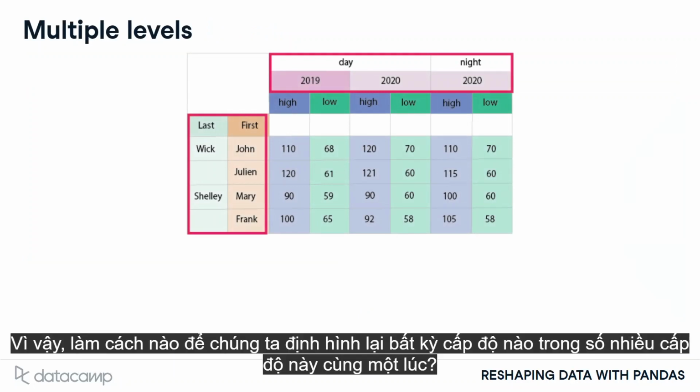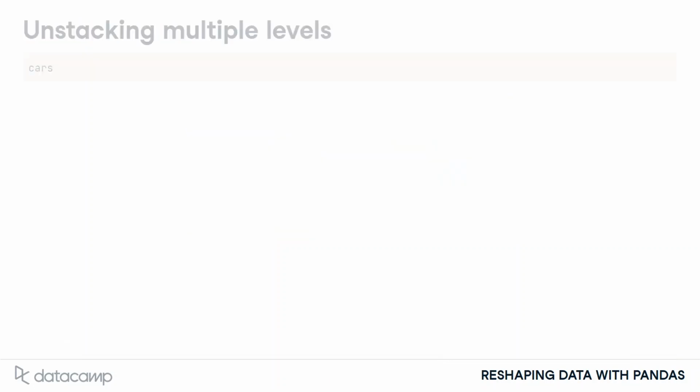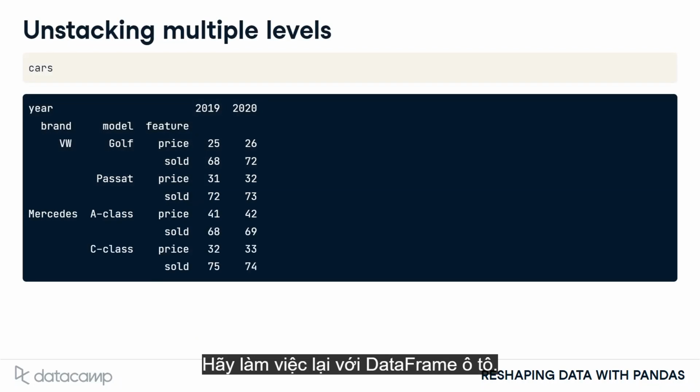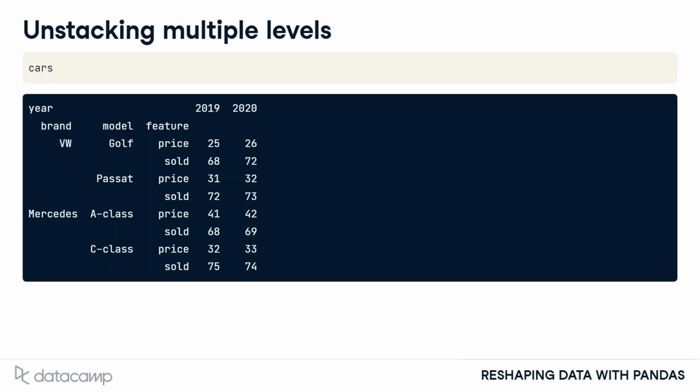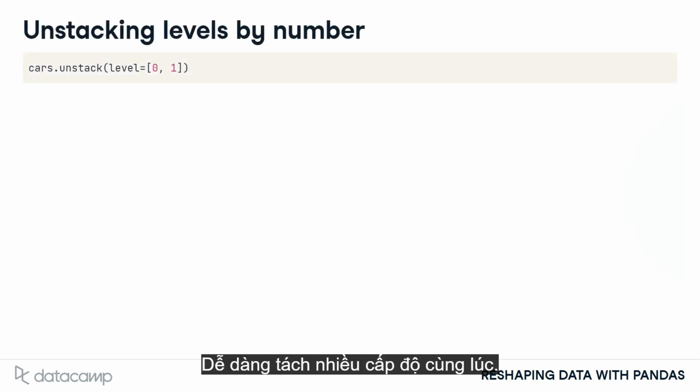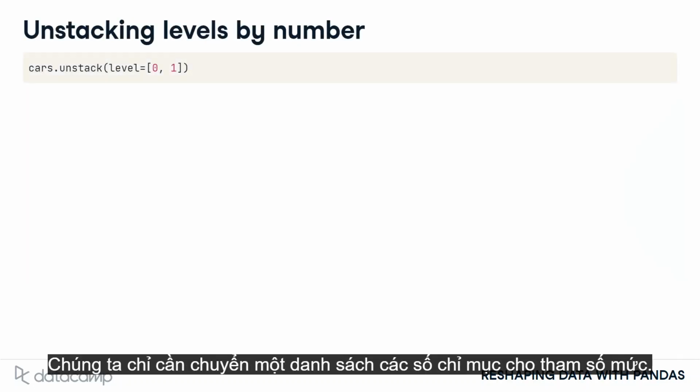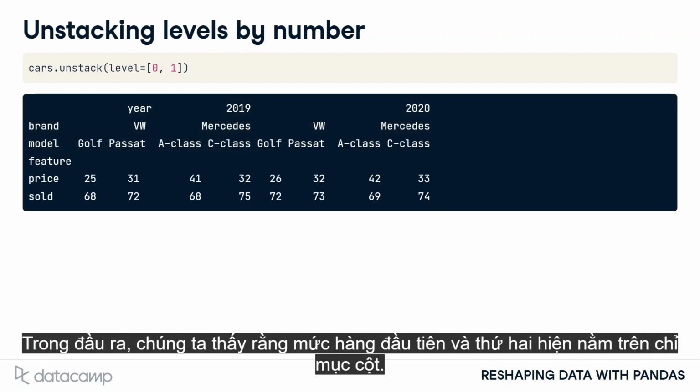So, how do we reshape any of these multiple levels at the same time? Let's work again with the cars data frame. It has a multi-index on the rows. In particular, it has 3 levels. Unstacking several levels at the same time is easy. We just have to pass a list of the index numbers to the level parameter. In the output, we see that the first and second row levels are now on the column index.